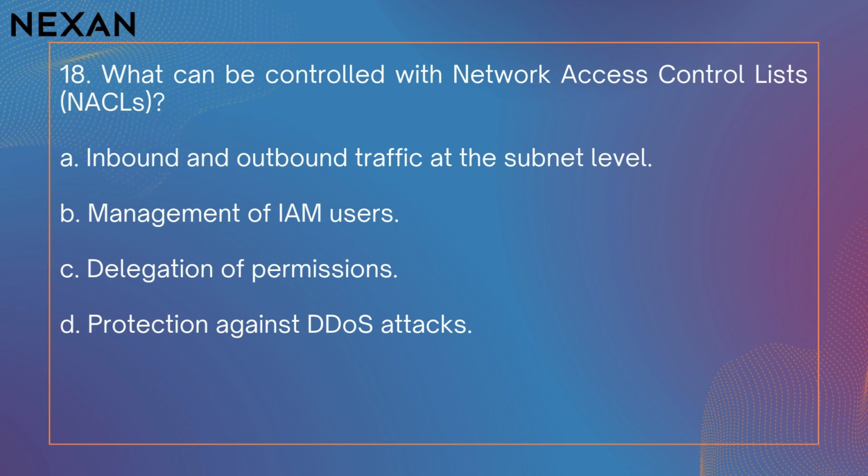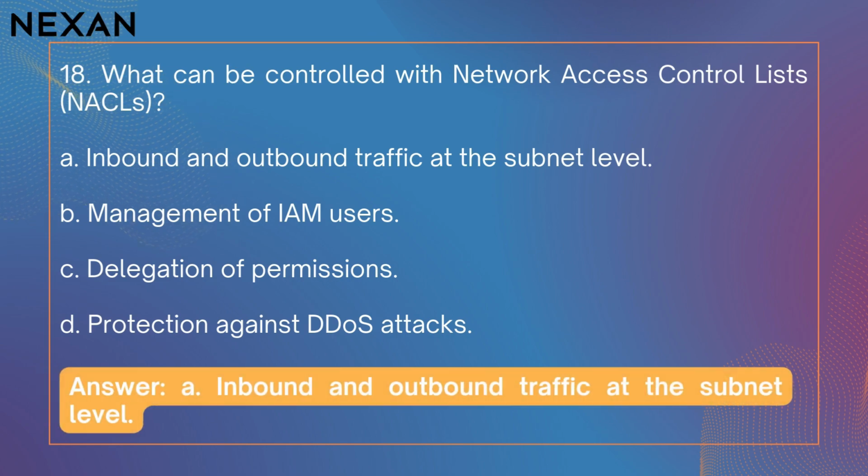18. What can be controlled with network access control lists? A. Inbound and outbound traffic at the subnet level. B. Management of IAM users. C. Delegation of permissions. D. Protection against DDoS attacks. Answer: A. Inbound and outbound traffic at the subnet level.